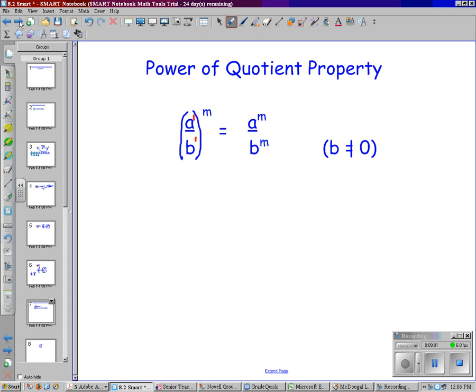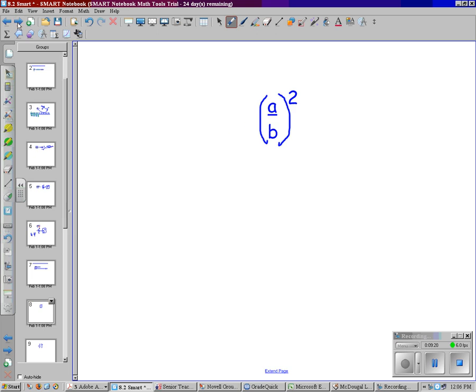Why do I have b cannot be equal to 0? Who can remember why b cannot be equal to 0? Taylor? Because you can't divide by 0. What kind of an operation is it? What word do I use? Undefined operation. That's right, it's undefined to divide by 0. So what we're going to do is take a over b, quantity squared.